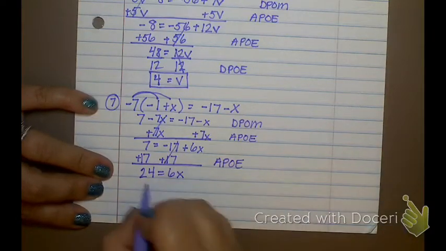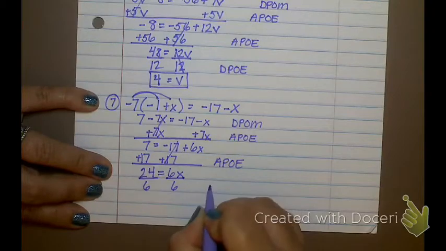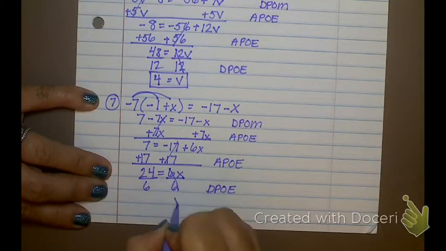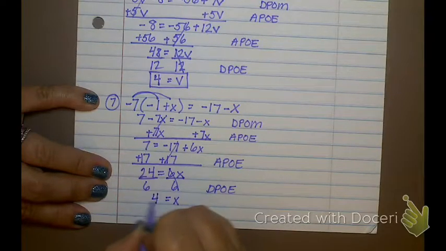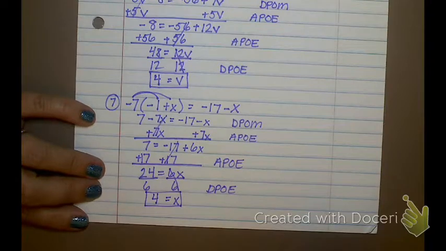And then my last step, divide by 6 using my division property of equality, and I get x equals what? 4. Easy peasy?